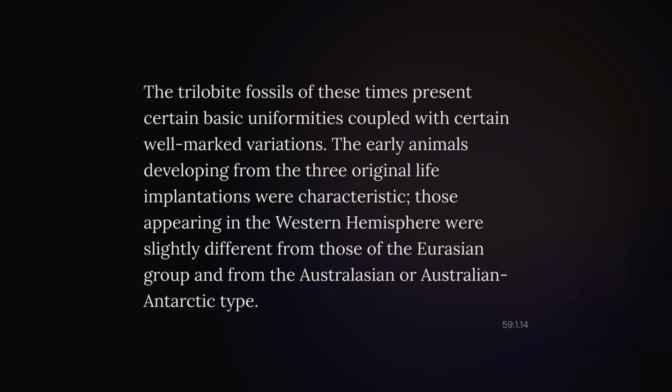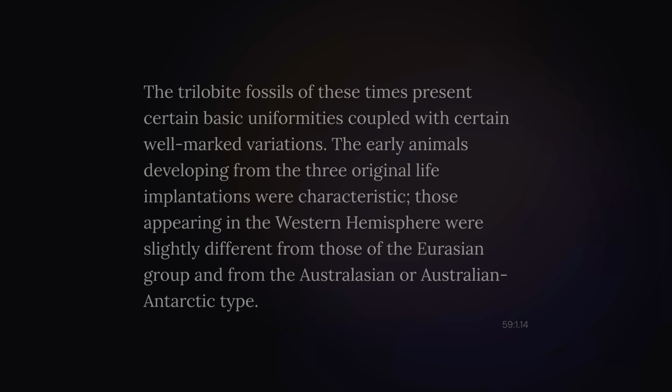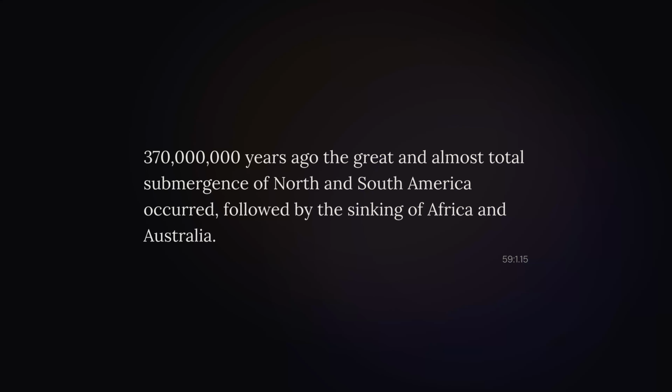The trilobite fossils of these times present certain basic uniformities coupled with certain well-marked variations. The early animals developing from the 3 original life implantations were characteristic. Those appearing in the Western Hemisphere were slightly different from those of the Eurasian group and from the Australasian or Australian Antarctic type.